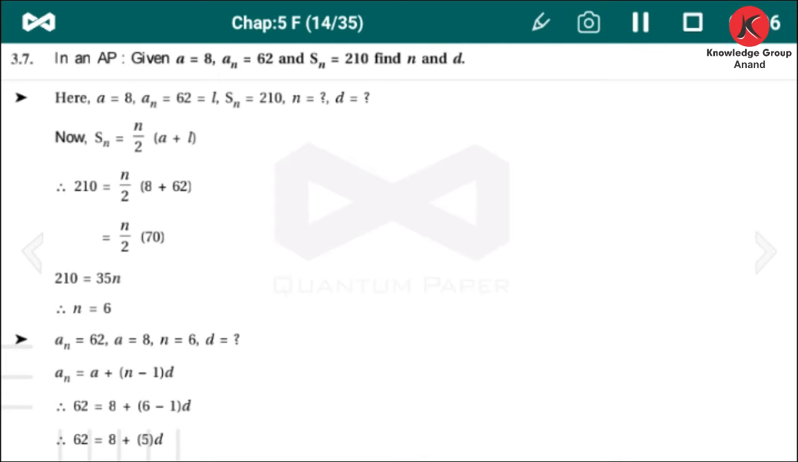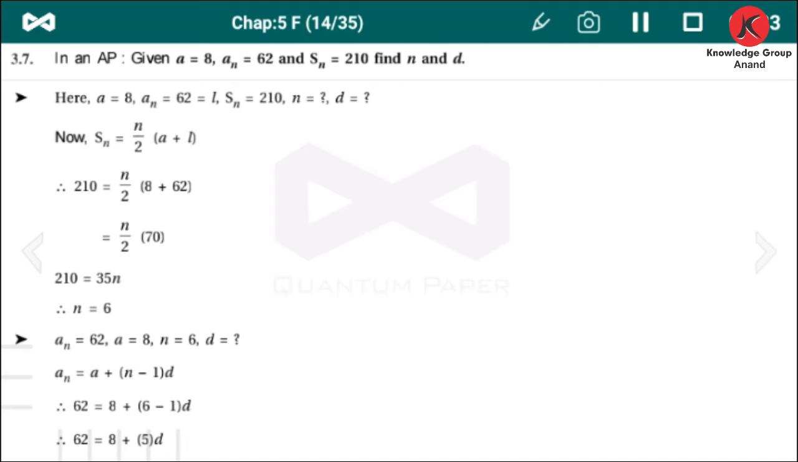Question number 3, number 7. In an AP, given a is equal to 8, an is equal to 62, and Sn is equal to 210, find n and d. Here a is equal to 8, an, that means l, is equal to 62, Sn is equal to 210. Find n and d.